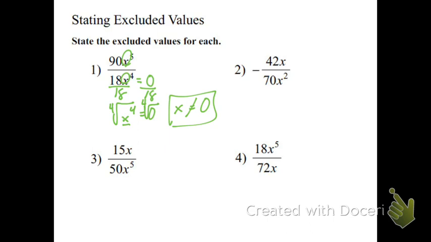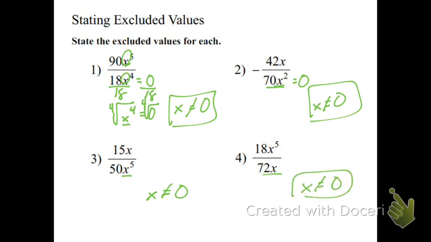Okay? Over here, another denominator. We set that equal to 0. Guess what? That means x cannot equal 0. All right? If you just have an x there. Same thing here and here. X cannot equal 0 are the restricted values or excluded values for each of those problems. And that's all we're doing. We're not solving anything. We're not simplifying anything. We're just stating the excluded values.